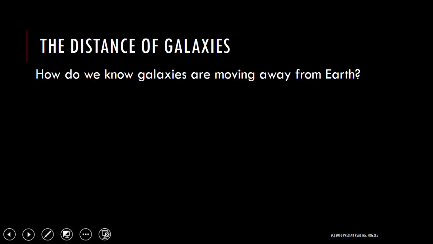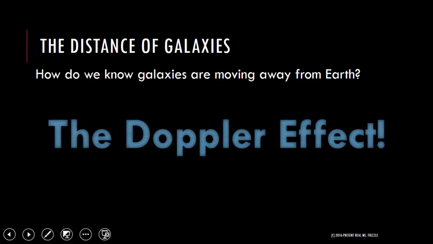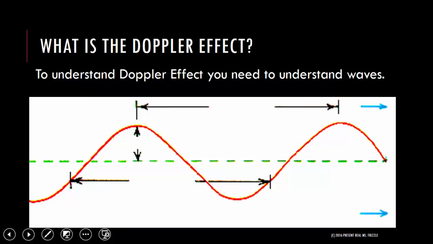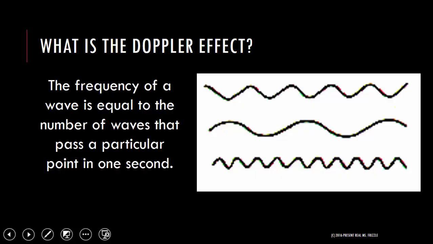So, scientists know that galaxies are moving away from us, that the universe is expanding, but how exactly do we know that? And it's because of this thing called the Doppler effect. So before we can understand galaxies, we need to figure out what the Doppler effect is and how it relates to things that we already know. So in order to understand that, we need to rewind back to 8th grade when you guys talked about waves.